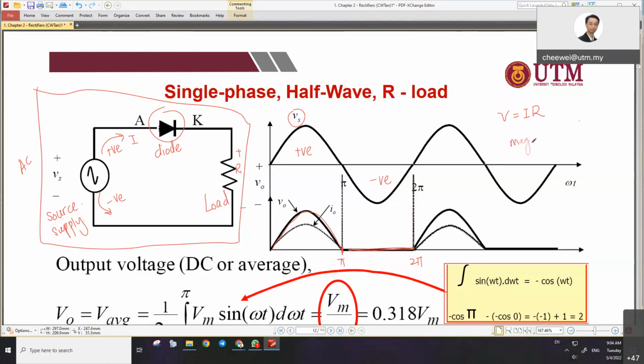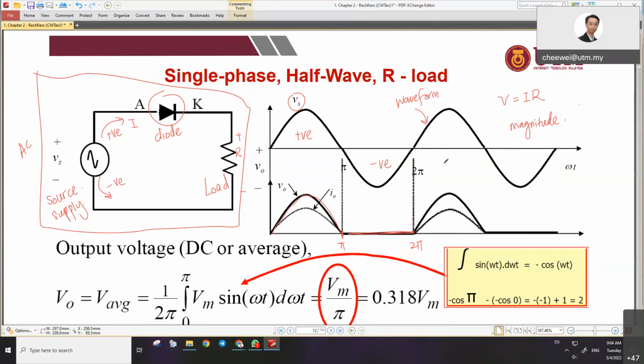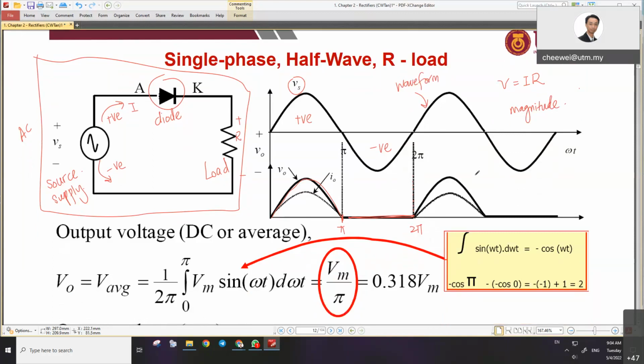Magnitude not the same, because you multiply by some number, right? So of course the magnitude will become different. But the shape of the waveform, this is known as the waveform, yeah? Same shape, different magnitude. So here, the engineering part is to calculate the output voltage.